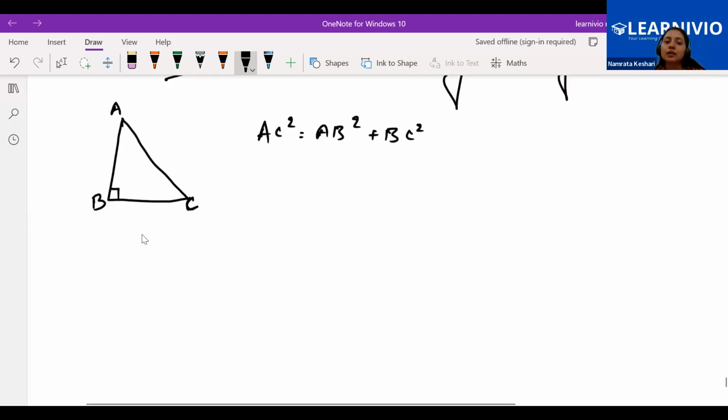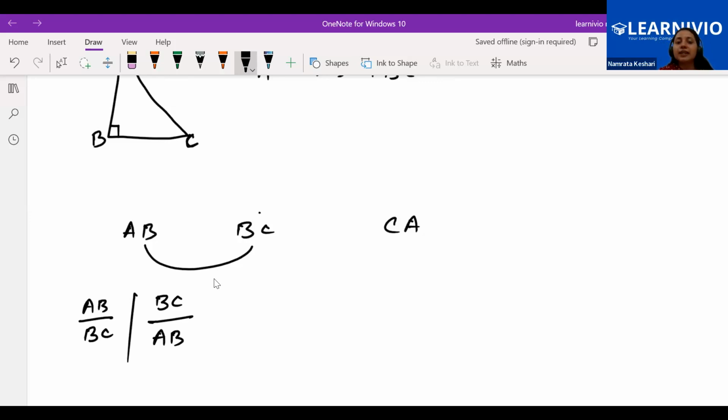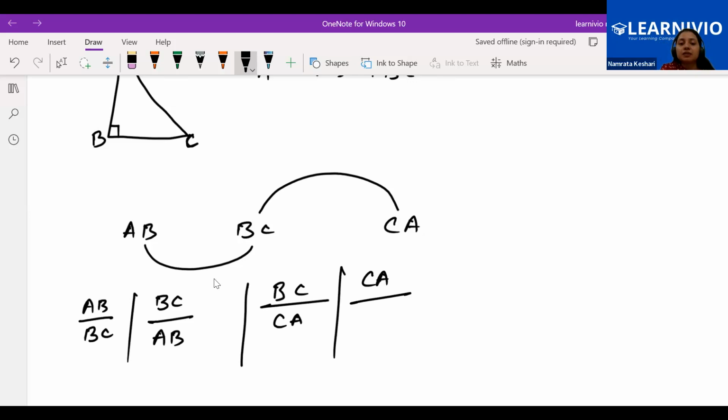Okay. Now we are having three sides in this triangle, AB, BC and CA. With the help of these three sides, total 6 ratios we are able to create. Let me show you. We can take these two together. That means AB by BC we can take to create a ratio, or maybe we can take BC by AB. Now if we take these two together, we will be able to create a ratio, that is BC by CA, or maybe CA by BC.